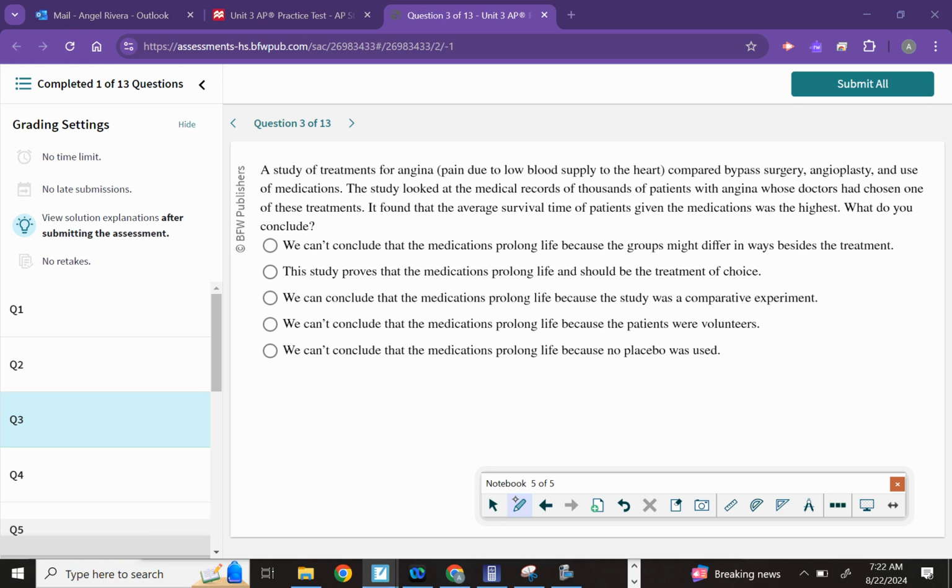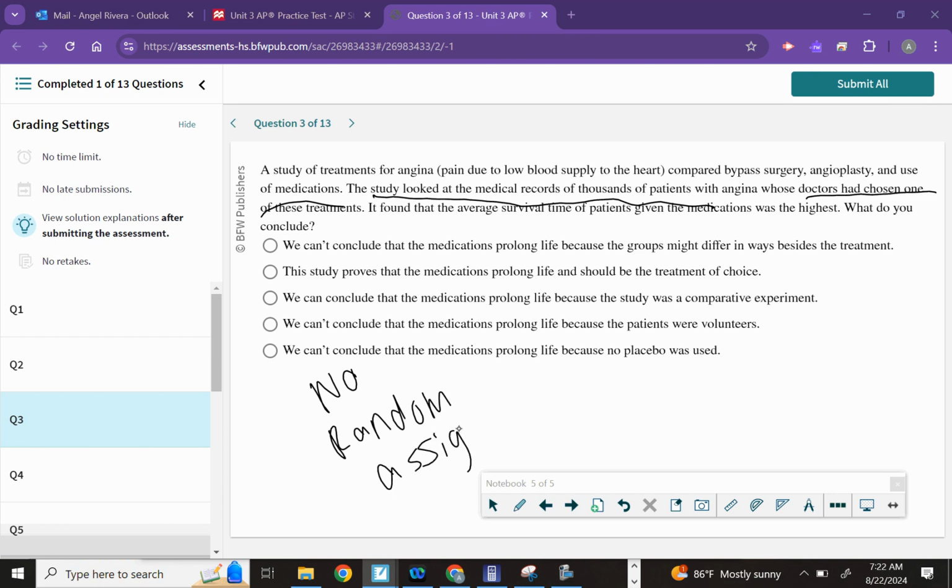It says that the study looked at medical records of thousands of patients whose doctors had chosen one of those treatments. So there's no random assignment. So that's a key. The study does not prove anything because there was no random assignment. And without that random assignment, remember the key with random assignment is it creates roughly equivalent groups. So it would be A, for the first one, we can't conclude that medication prolongs life because the groups might differ, meaning there might be other confounding variables.